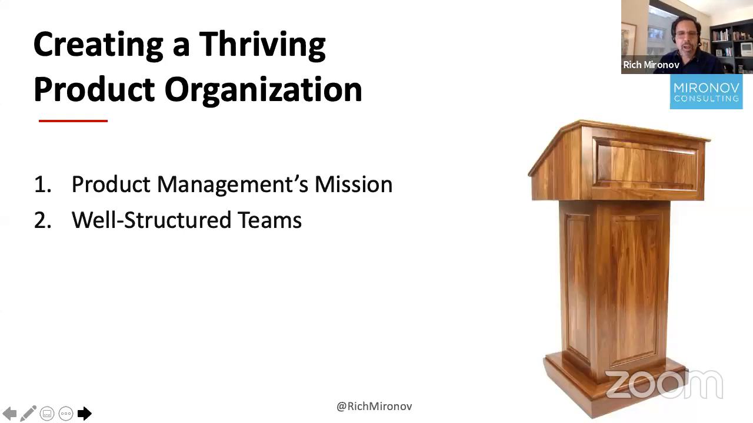Second thing is, how do I think about well-structured teams? My observation is, no matter how good a product manager you are, if you're not working with a stable, thoughtfully designed development and design and maker team, you really can't get much done. So, how do we think about teams when we're putting our product leader's hat on, when we're thinking about thriving product organizations? We're going to have to reach across the aisle to all of our key groups, again, designers and developers and DevOps and such, and think about well-structured teams.